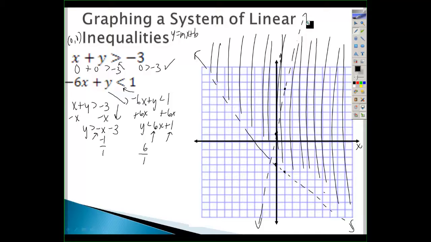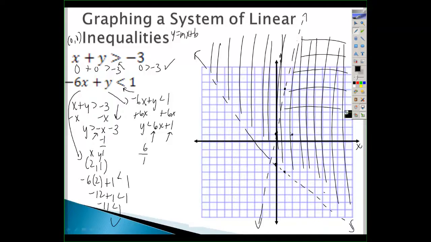Okay. Now, it's too close to 0, 0 for my comfort. So what I'm going to do is plug in another point. Let's pick the point 2, 1. If it is a solution, that's the side I will shade. If not, that's not the side I'm shading. So I'm going to plug it in here. I'm going to say negative 6, remember this is x and y, times 2 plus 1 is less than 1. Negative 12 plus 1 is less than 1. Negative 11 is less than 1. That's true. So since 2, 1 is on this side, right over here, of my inequality, and that makes a true statement, I need to shade the left-hand side of my second line.